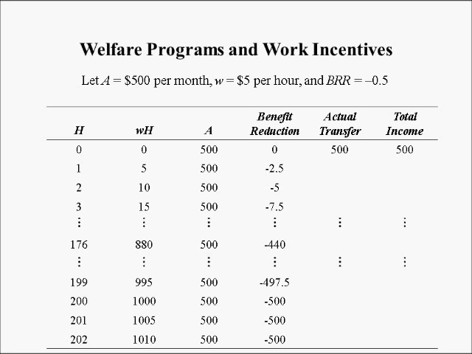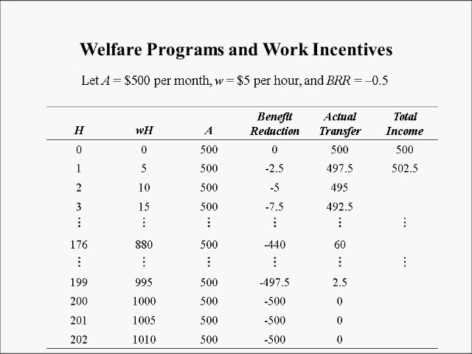So your actual transfer is 500 minus 0 if you work 0 hours. It's 500 minus 2.50, or 497.50, if you work 1 hour. It's 500 minus 5, or 495, if you work 2 hours. It's 500 minus 7.5, or $492.50. It's 500 minus 440, or $60, if you work 176 hours in a month. It's only $2.50 if you work 199 and make $995, and then your actual transfer is 0 thereafter.